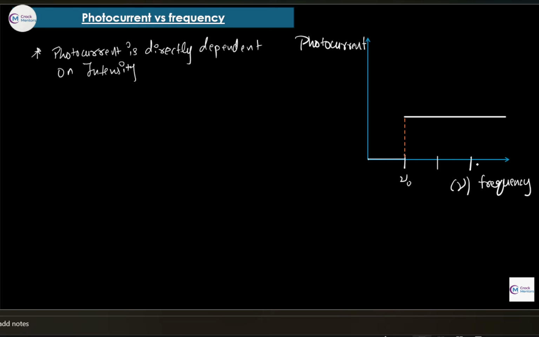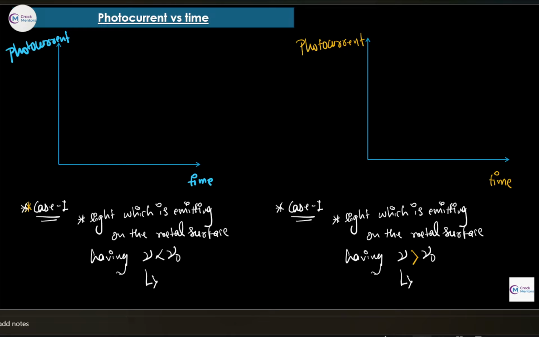As you are able to observe, this is one of the things. I'm talking about another graph right now, which is between photocurrent and time. What is going to happen? Case one, light is incident on the metal surface having frequency ν less than ν0. Then what is going to happen?